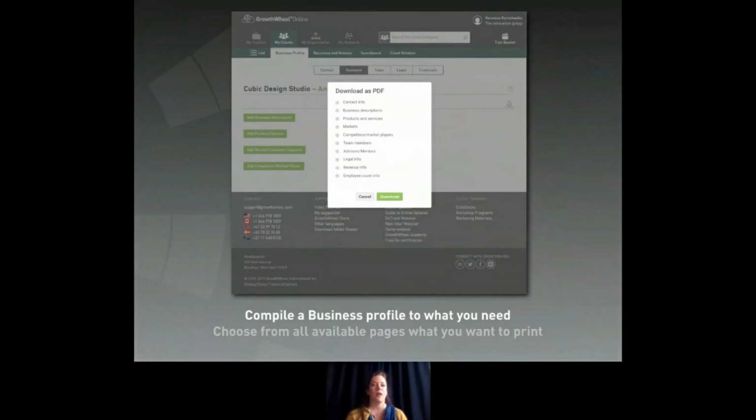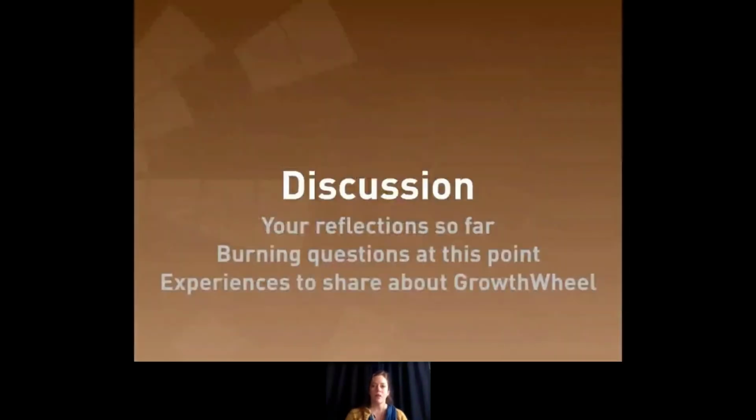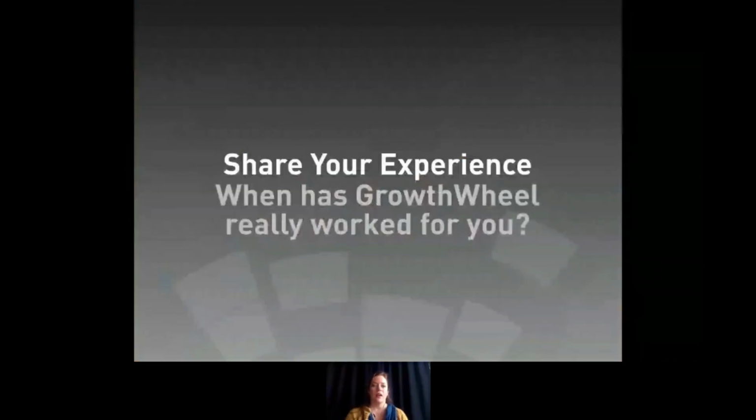So right now, it's either download everything or page by page. Here you can choose from all available pages what you actually want to print or not. So I'm just curious what you guys are using at this time, and any experiences you have.